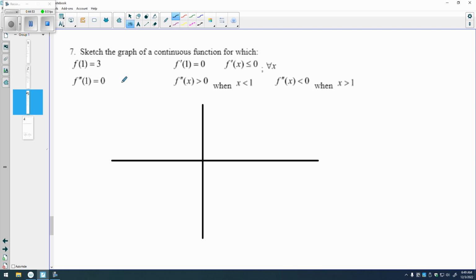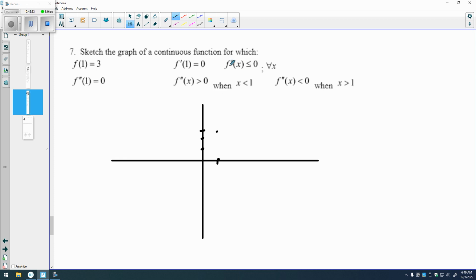All right, again, we have one piece of information. F of 1 is 3. Next thing we know, f of 1 is also a min or a max, or a plateau point, because f prime of 1 is equal to 0. So this is the critical value, is about all we know. Okay, f double prime of 1 is 0. It's a critical value for f prime, and it's a critical value for f double prime. So it's a possible min or max, and a possible point of inflection.